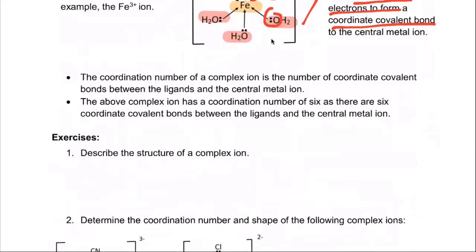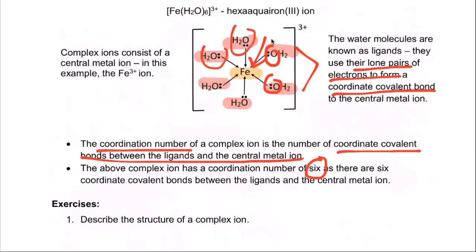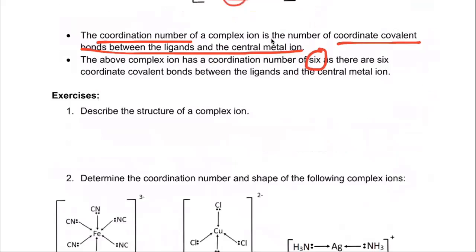And so in this one, once I can look at the ligands, I can figure out what's called the coordination number. The coordination number is the number of those coordinate covalent bonds between the ligands and the central metal ion. So in this one, there's 6, because as I told you, there's 6 water molecules that we can see here that are bonded, and they all are bonded by a coordinate covalent bond. So this one would have a coordination number of 6. And then from the coordination number, you can actually figure out the shape of the ion.